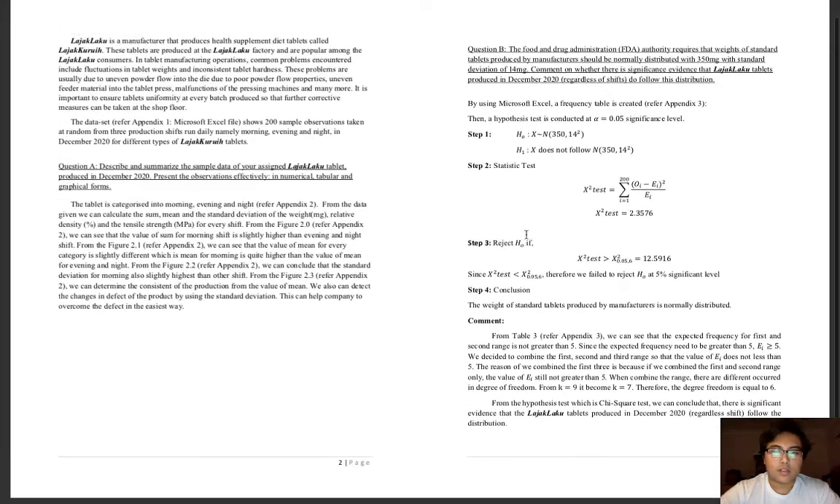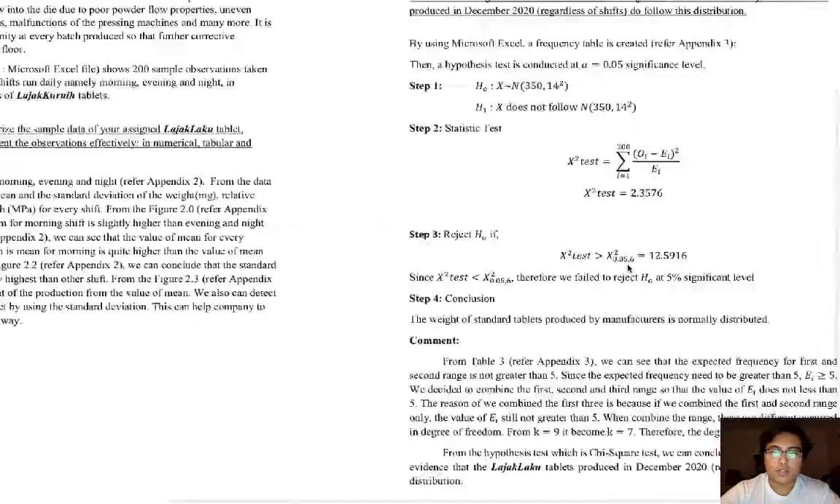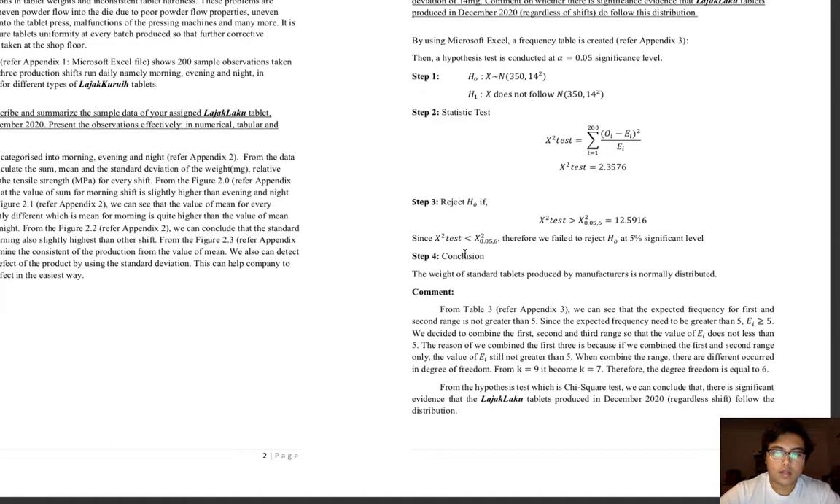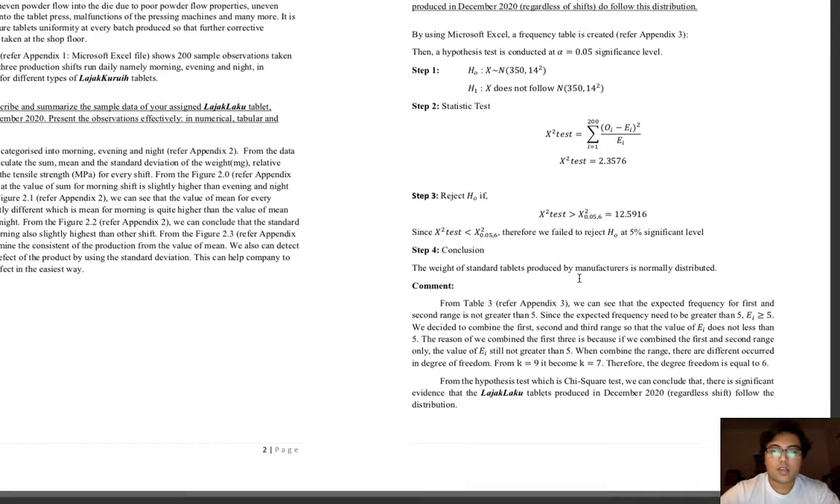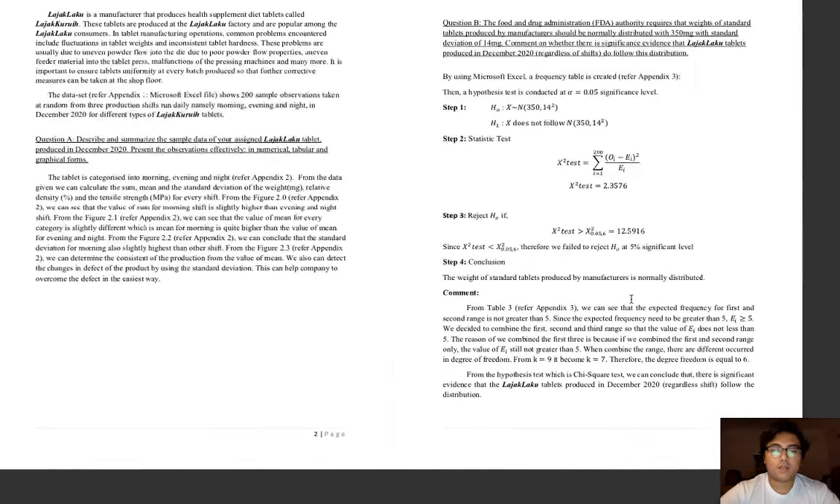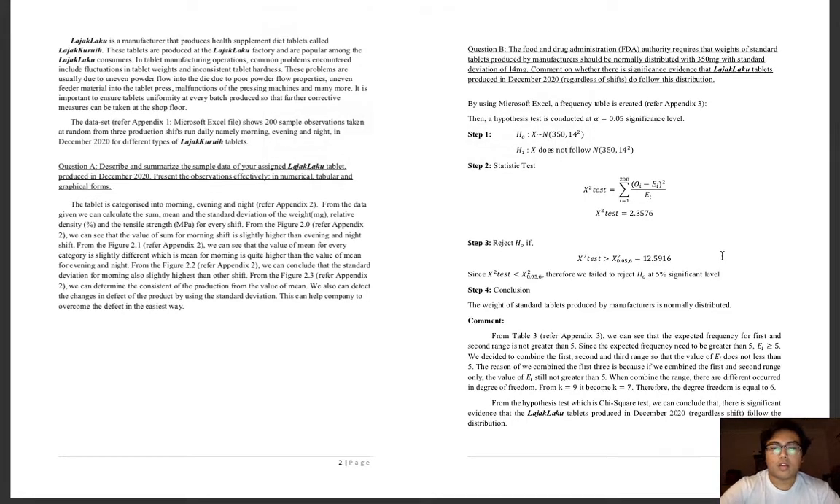For step 3, we reject H0 if chi-square test is larger than chi-square at 0.05, which is equal to 12.5916. Since chi-square test is less than chi-square at 0.05, therefore we fail to reject H0 at the 5% significance level. For the last step, the conclusion. So we conclude that the weight of standard tablets produced by the manufacturer is normally distributed. So we will refer to appendix 3.